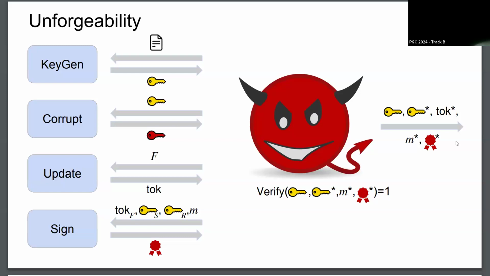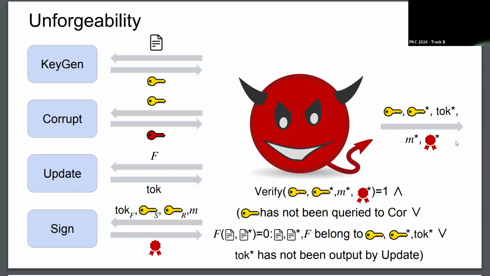And the task for the adversary is to output some tuple of public keys together with a message and a signature, such that these signatures verify, and that they also satisfy a forgery condition, which is captured using this formula. The first one is that the key, for example, has not been queried to the corruption oracle, meaning that the adversary came up with it on its own or tries to impersonate someone, that the policy is not fulfilled, or that the adversary generates something for a token that has not been output by the authority.